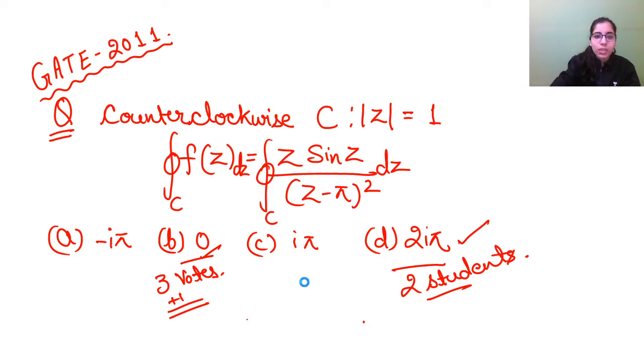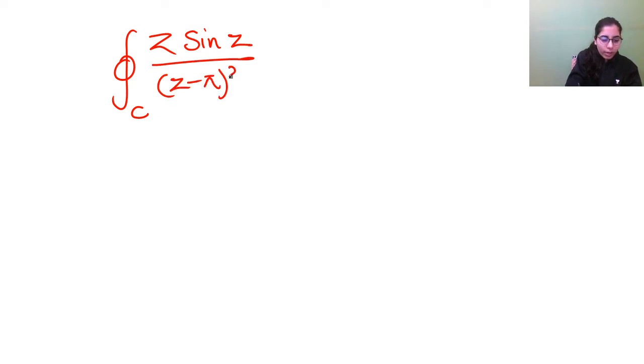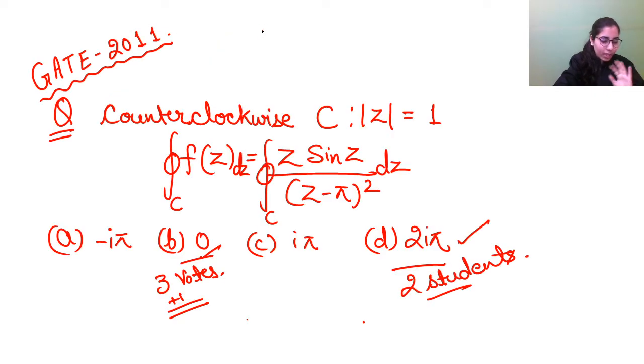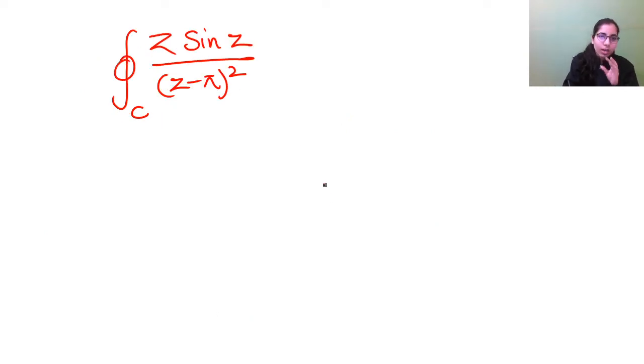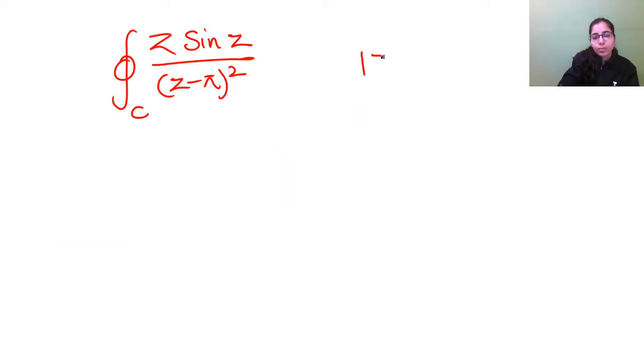So guys, our question is integration over the closed contour C of z sin z upon (z minus pi) whole square. Now Somnath is voting for option B, so Somnath is saying option B is correct. That means option D is just having 1 vote now, and option B is having 5. Clear? Next, here we have this integration which we need to find, and the contour is a circle having this equation.